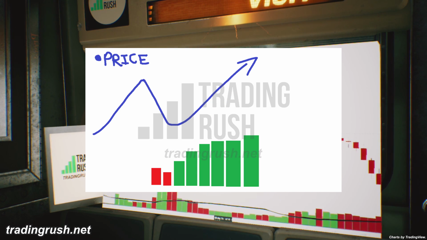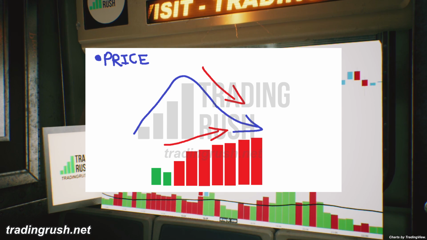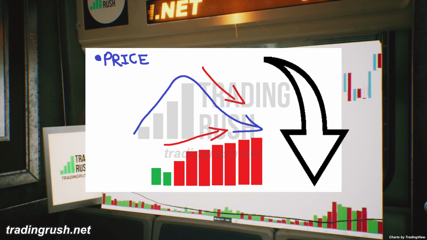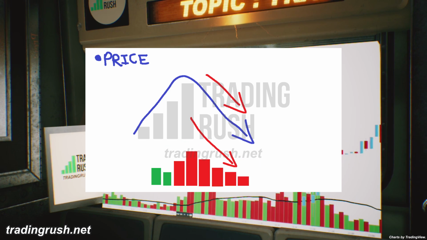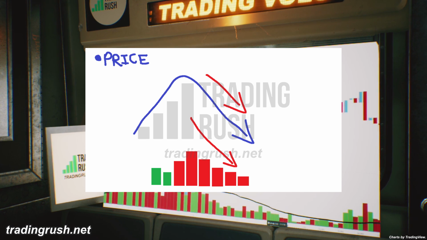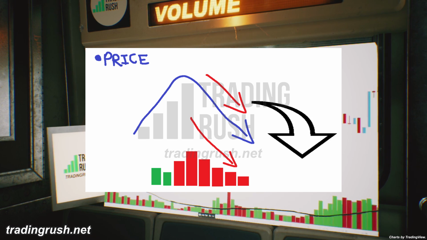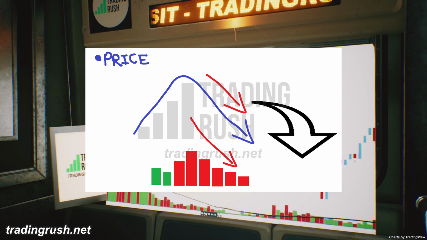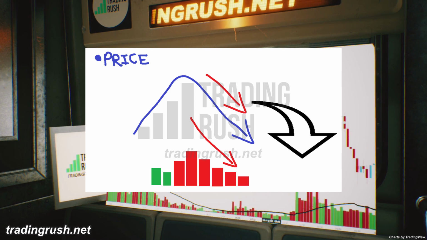Number 3. When the price decreases, but the volume increases, the price is considered to be bearish. Number 4. But when the price is decreasing and the volume is also decreasing, the price is considered to be in a downtrend, but only the small traders are selling. Big players are not participating in that move.